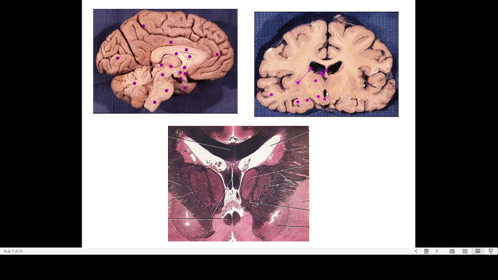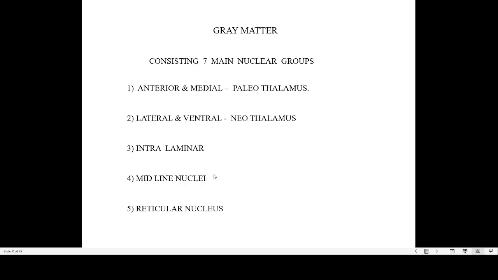In cross section you can see this is the lateral ventricle, and here you will get the thalamus portion. This is the sagittal sinus, the anterior posterior fissure that separates the two hemispheres partially. This is also a cross section of what we are observing. Now, what is the internal structure?